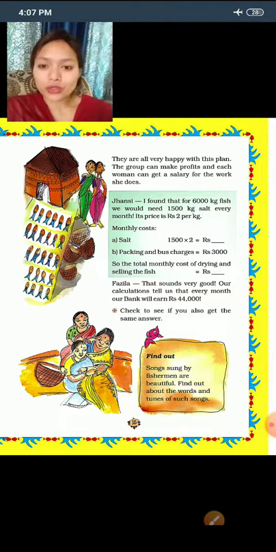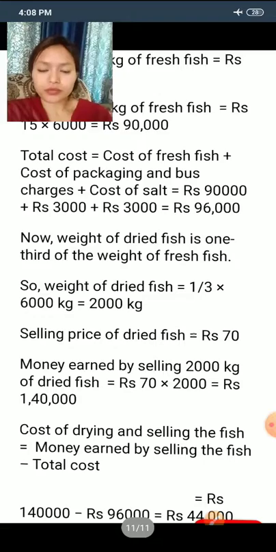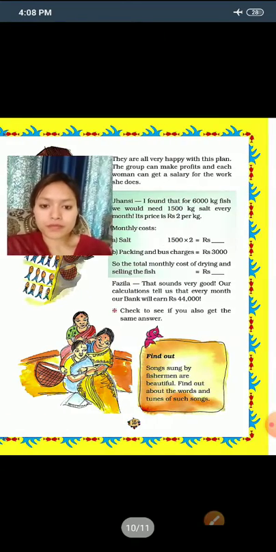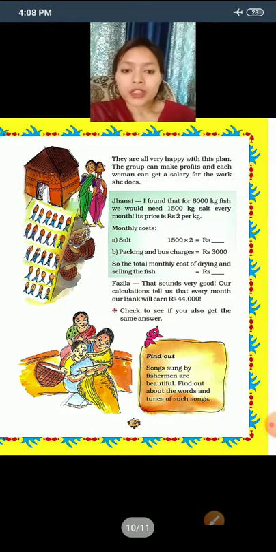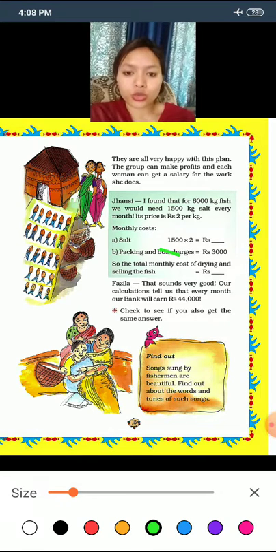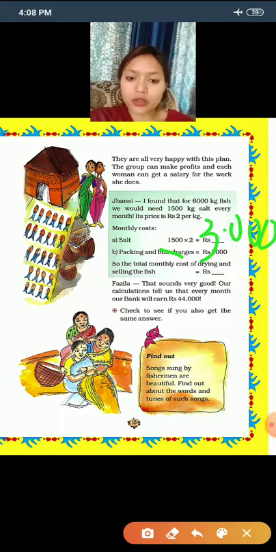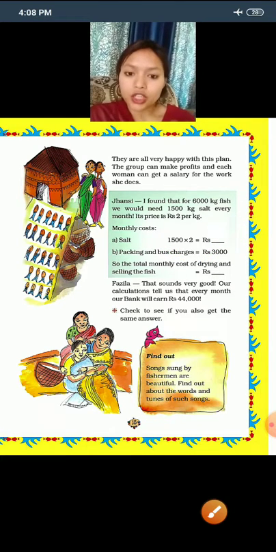So what we will do, we will find the total cost also. So we will multiply 1500 by 2. We will get the answer 3,000. Now look here. Okay. Now if you will do here, it will be 1500 multiplied by 2. This will be 3,000. Okay. Now what will come here? 3,000.